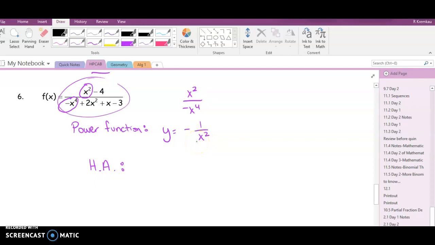The other possibility is the degree on the denominator is greater than the numerator, so the horizontal asymptote is going to be 0. So y is going to equal 0. That's our horizontal asymptote. And that's it. That's how we do our power function and behavior models and our horizontal asymptotes. That's it. Thanks.